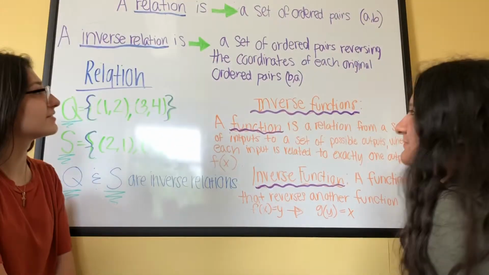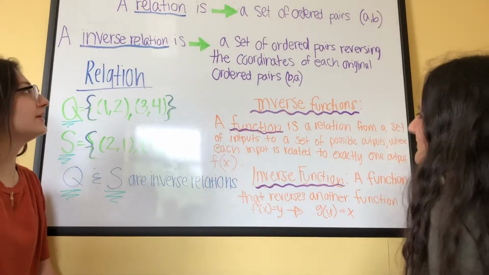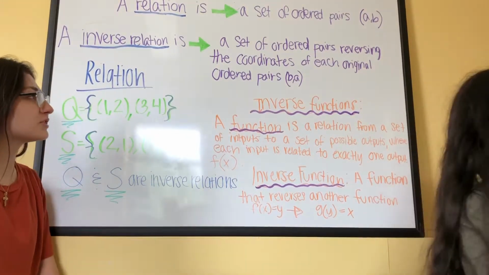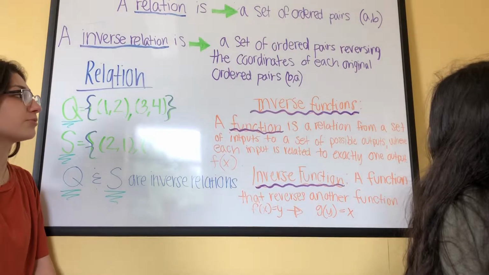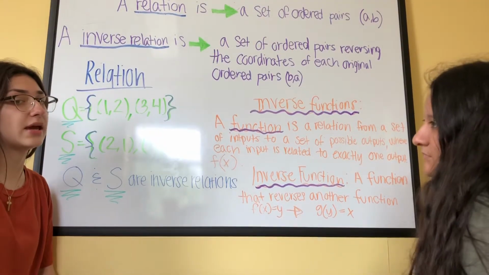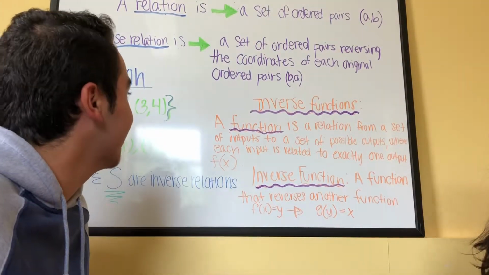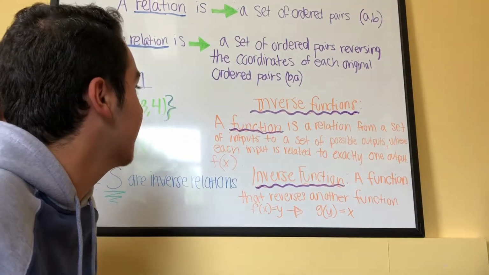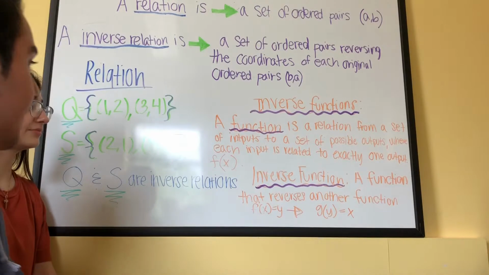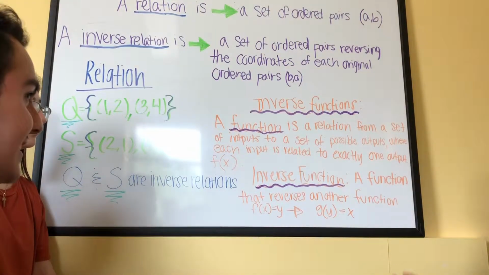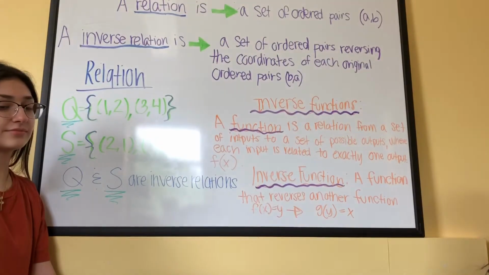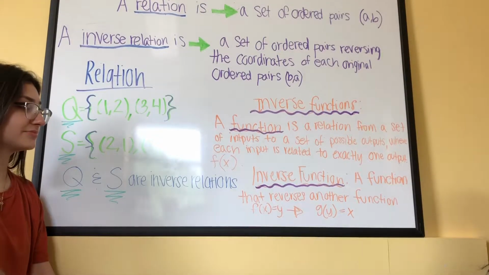A relation is a set of ordered pairs, so (a, b), and an inverse relation is a set of ordered pairs reversing the coordinates of each original ordered pair. So instead of (a, b), it would be (b, a). A function is a relation from a set of inputs to a set of possible outputs where each input is related to exactly one output, f of x. An inverse function, however, reverses that function, so it's g of y equals x.